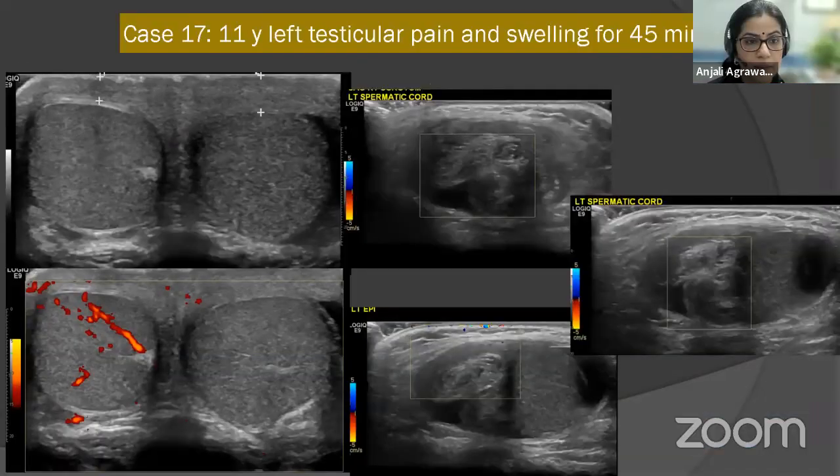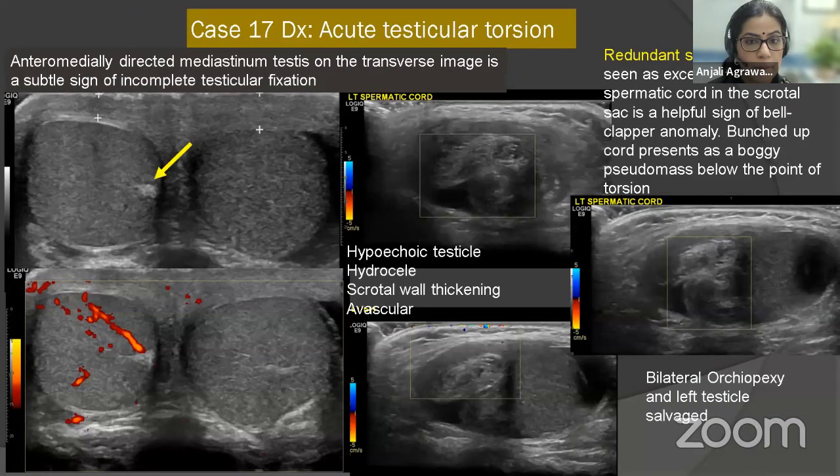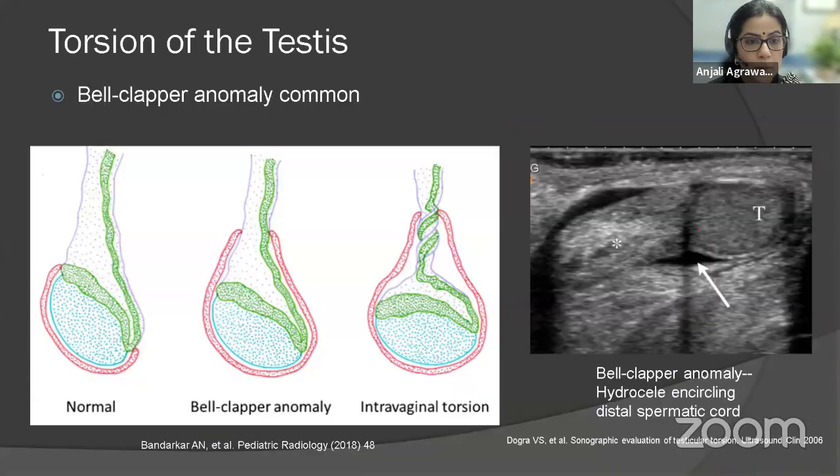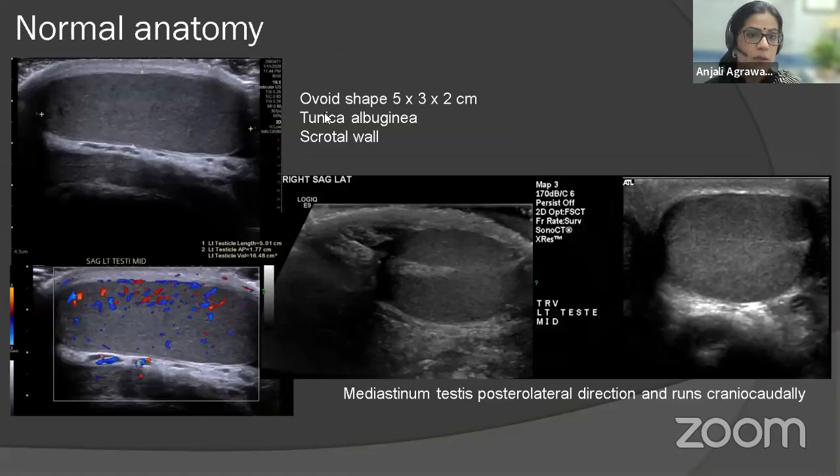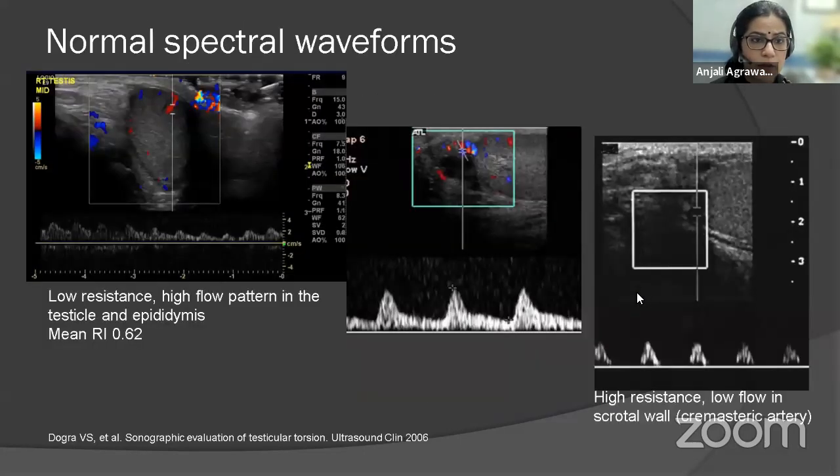this diagram, let me see. Yeah, so this one: if you see a sagittal image, it's longitudinally oriented. When you do a transverse image, it's usually rounded in configuration. The mediastinum testis is lateral in location. So if you see it in a medial location, let's look at the normal spectral waveform.